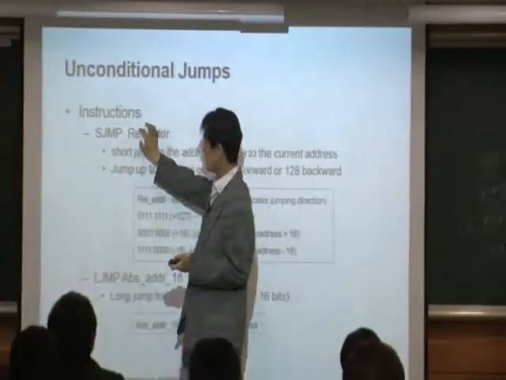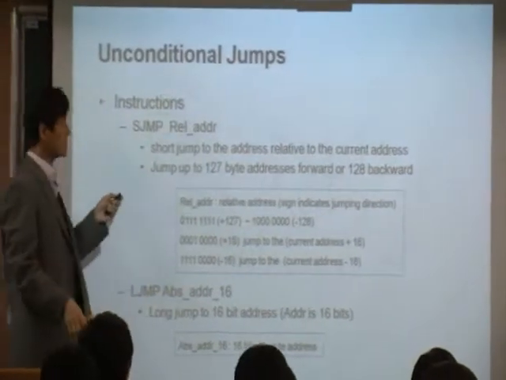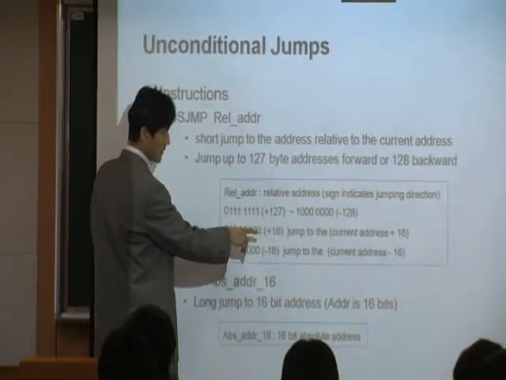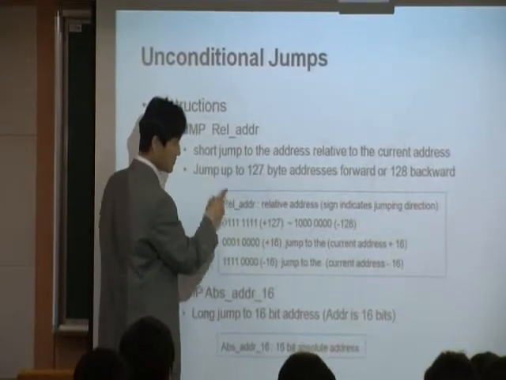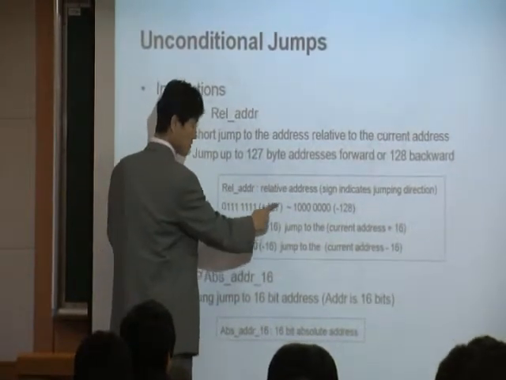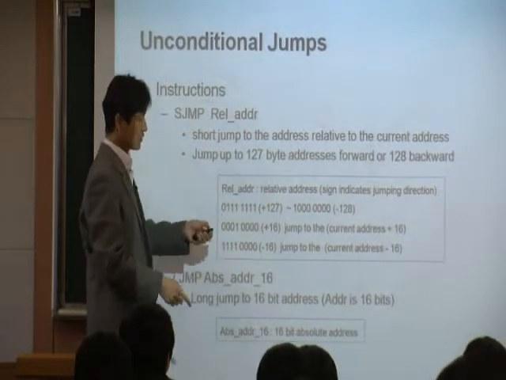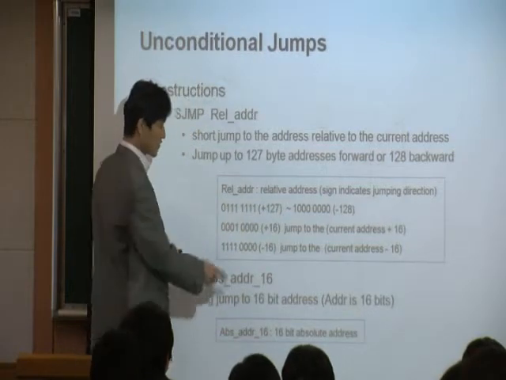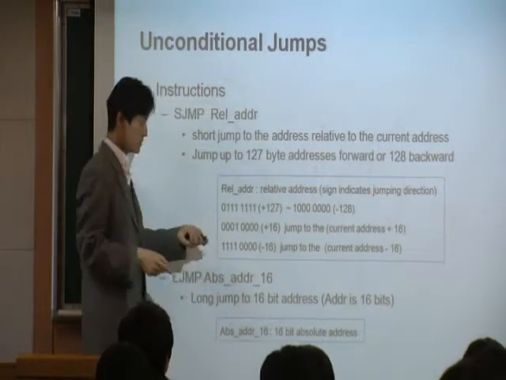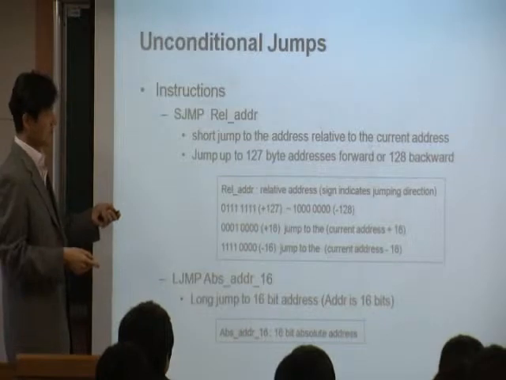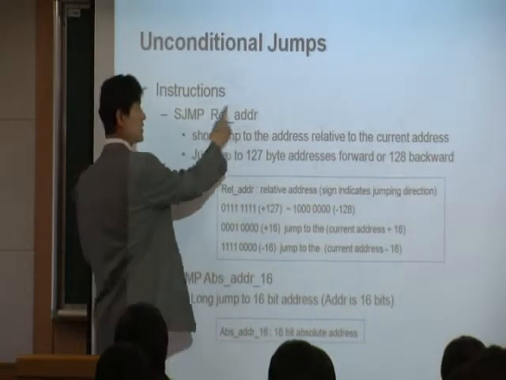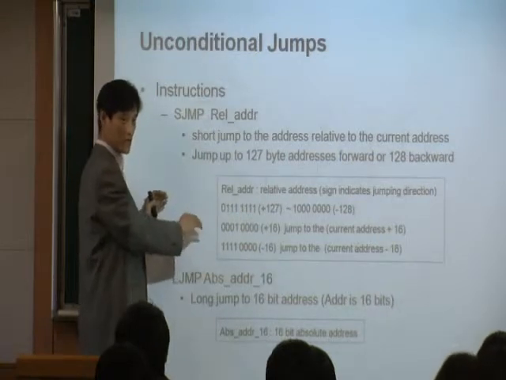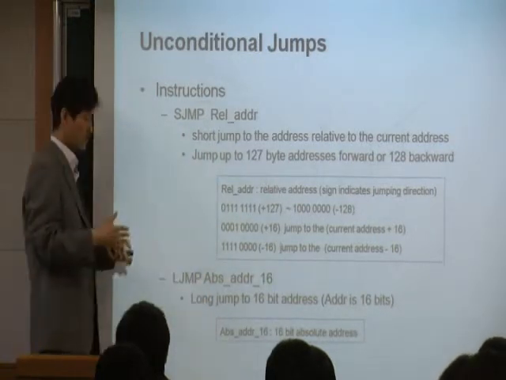So here, this relative address is the operand. The value you can have is from positive 127 down to negative 128. Depending on whether this is negative or positive, you can jump forward or jump back. So that's one thing to remember. The reason we call this a relative address is that, compared to your current address, you're going to jump forward or jump back.